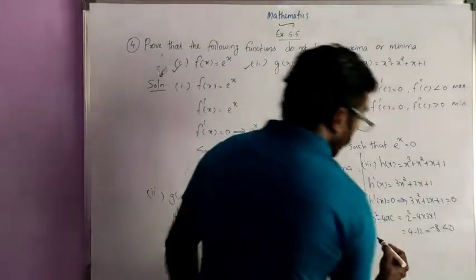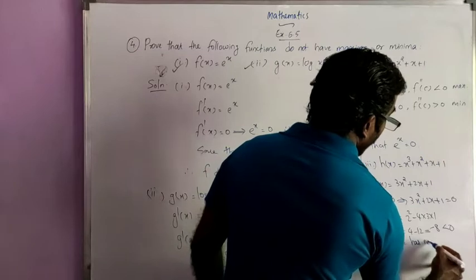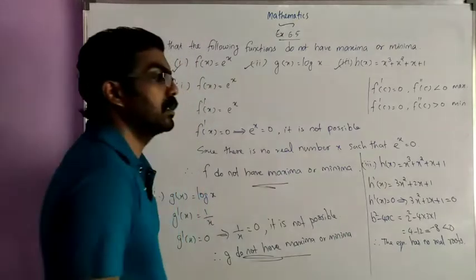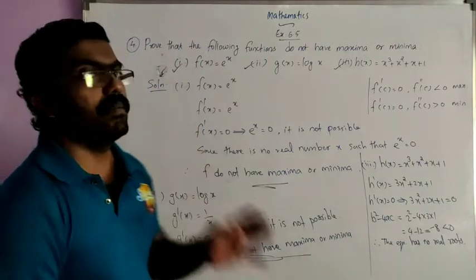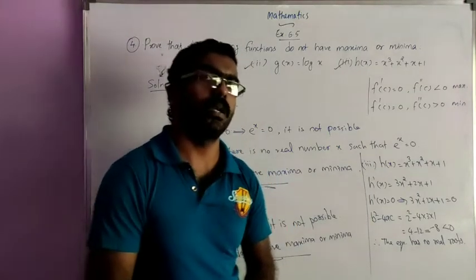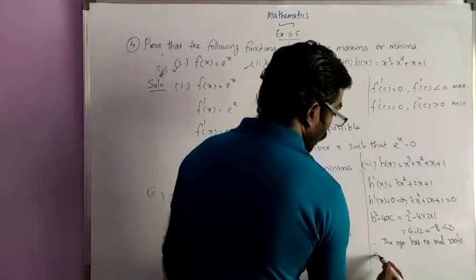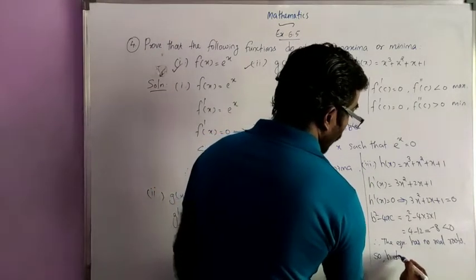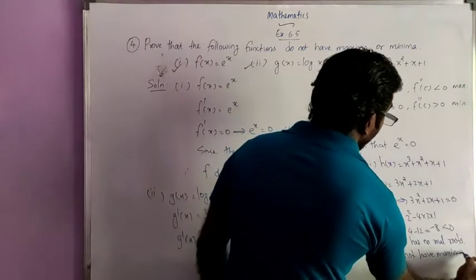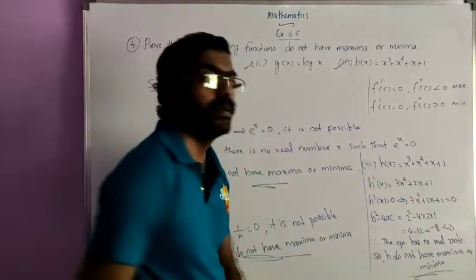Okay. Therefore, the equation has no real roots. Real root does not exist. So we cannot find a value of x such that h dash of x is equal to 0. The function do not have maxima or minima. So we can conclude the function h do not have maxima or minima. Clear?